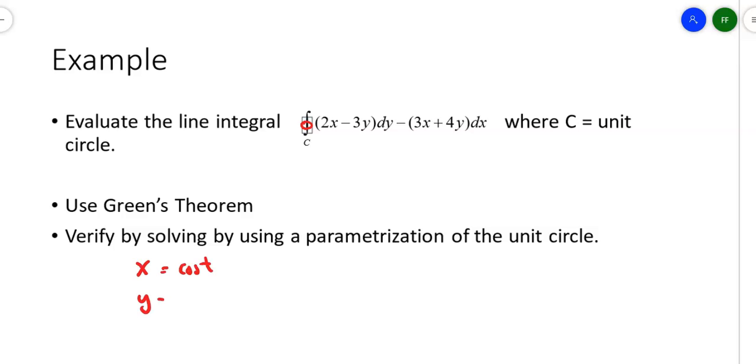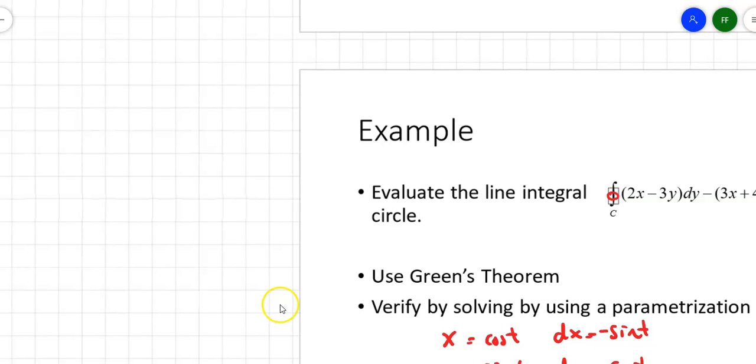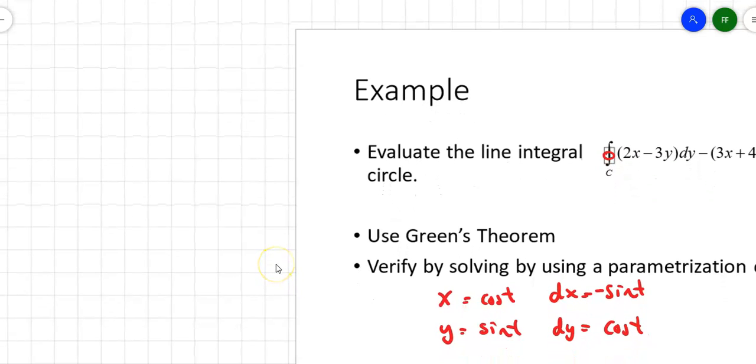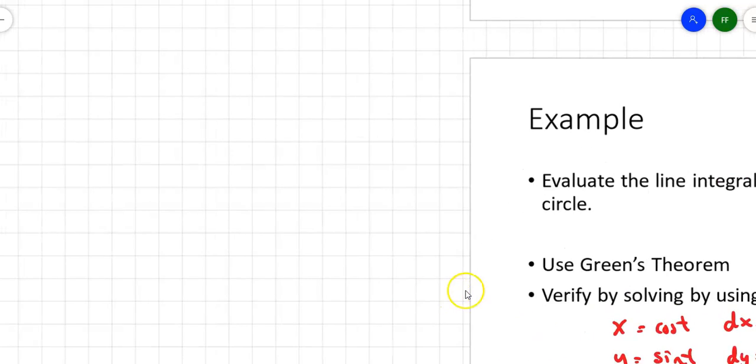All right, so the unit circle can be set up with parameters as x equals cosine of t, y equals sine of t, which means that dx, the derivative of cosine, would give me negative sine. The derivative of sine will give me cosine. All right, and so now I've got to replace all of my x's, y's, dy's and dx's with those four things that I set up.